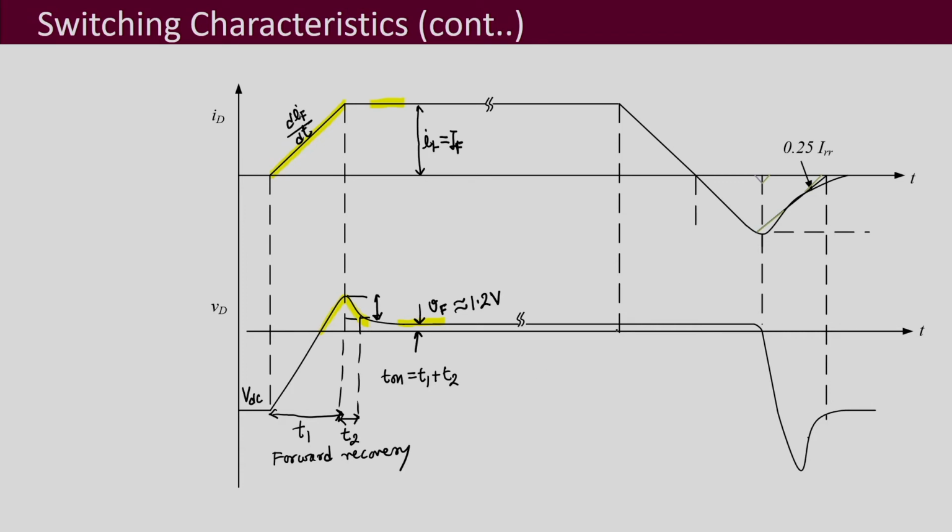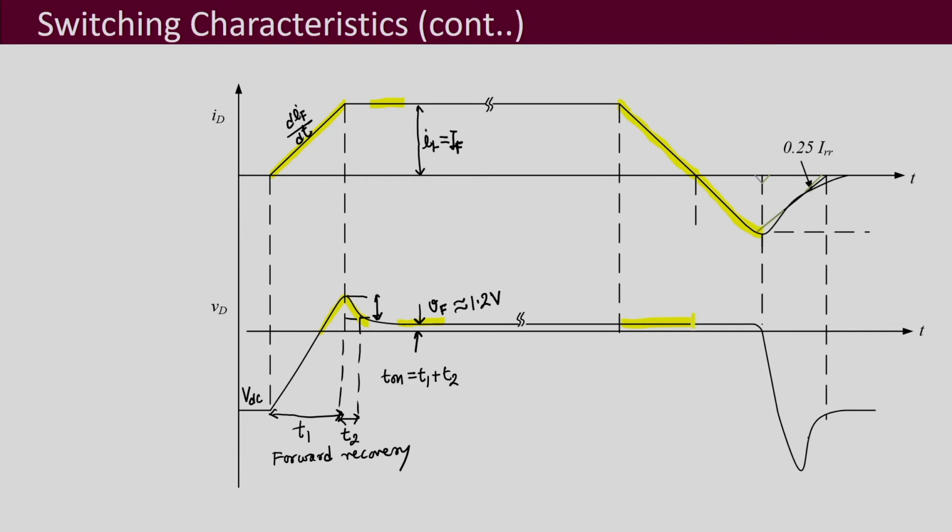Now let us look into the turn off process. When the diode starts to turn off over here, the current first decreases. While the current is decreasing, there is no change in the diode voltage, so the diode voltage still is small at that time. Then the current becomes 0 and increases in the negative direction, and it keeps on increasing.